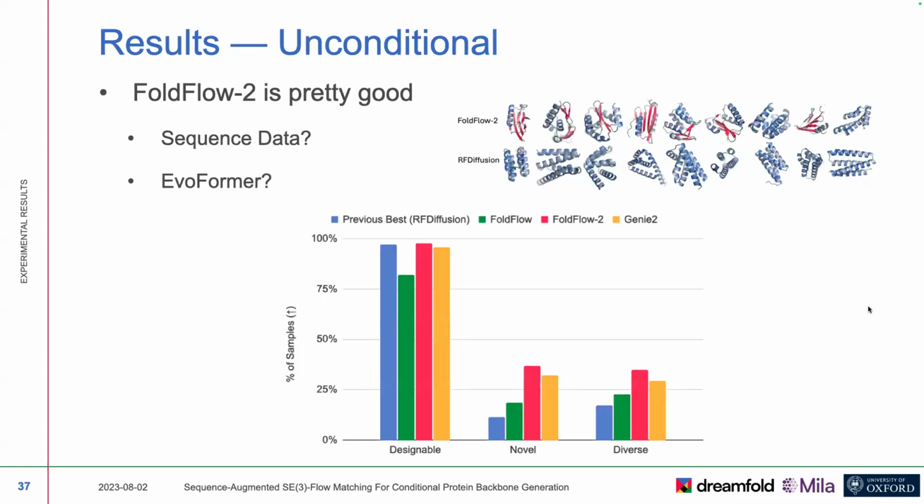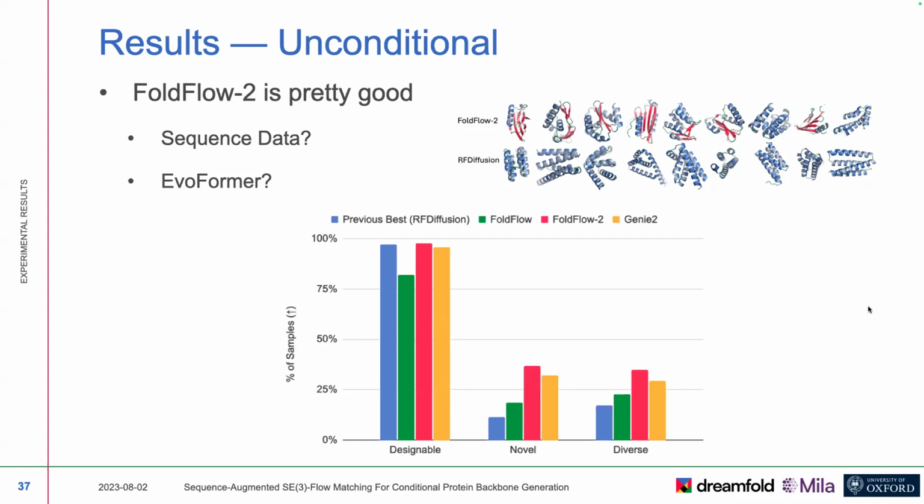Okay, so given those 3 criteria for unconditional generation, the high level conclusion is that if you do all of these things and train this architecture with this data, it's pretty good. As you can see, the chart shows that we, RFdiffusion, and Genie as well are more or less maxing out the designability metric, which is a substantial improvement from FoldFlow as well.